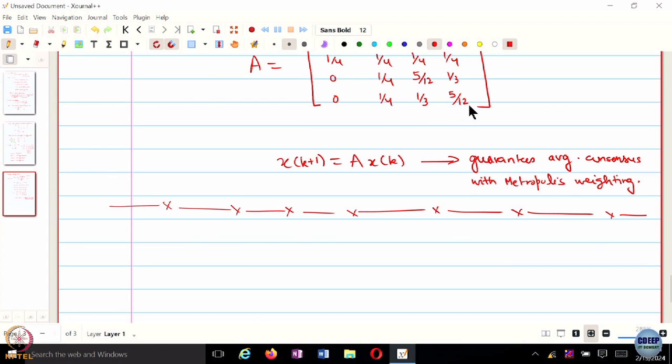So in the rest of the lecture, since we had studied stability of dynamical systems, we are going to look at the standard consensus algorithm in continuous time, and then we are going to look at the fixed time variant of it.